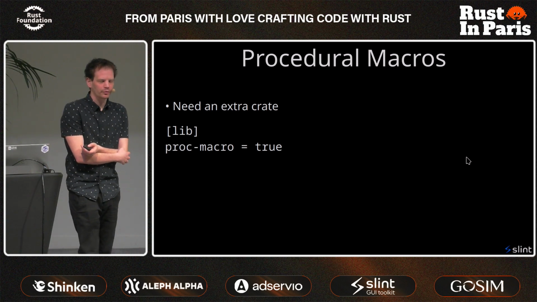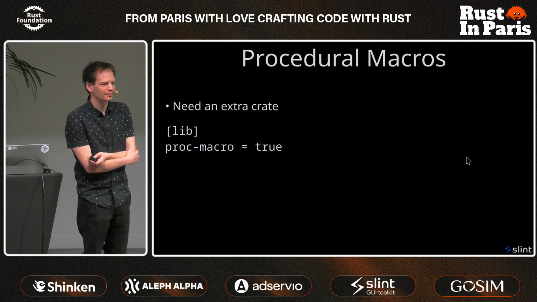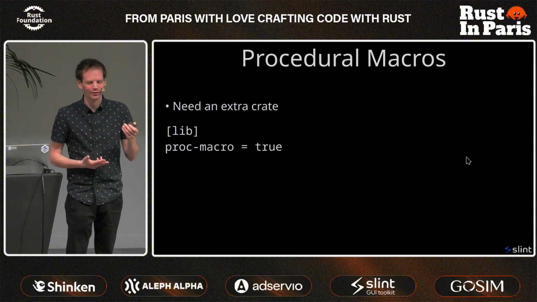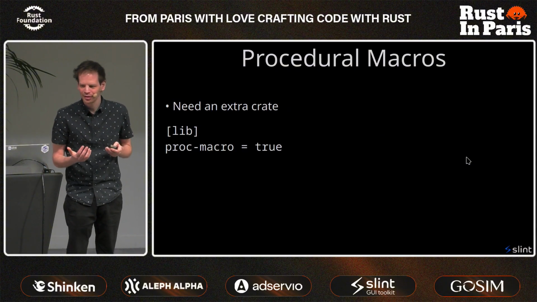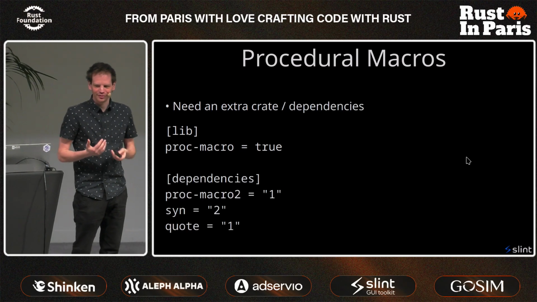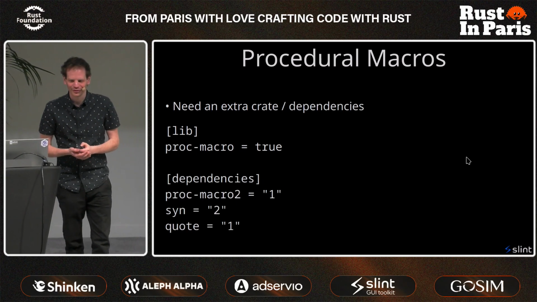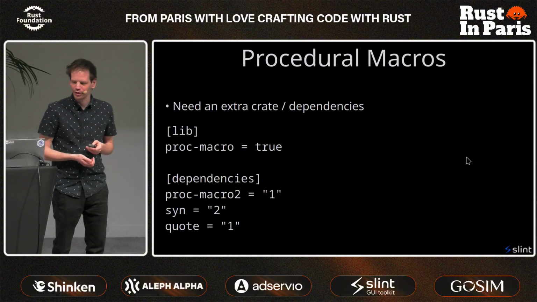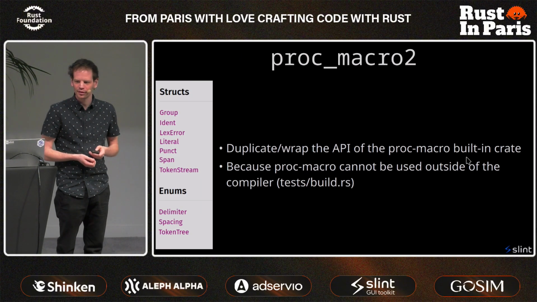So for a procedural macro, you need an extra crate. This is a bit annoying because you need at least 2 crates, one for the runtime, one for the actual macro. And you will most likely also have a bunch of extra dependencies. So let's go over those dependencies and find out what they are.